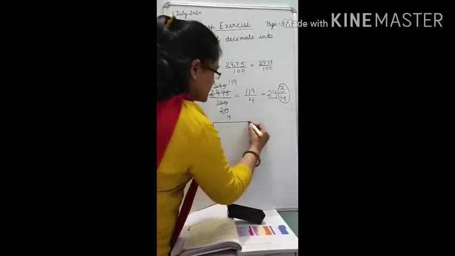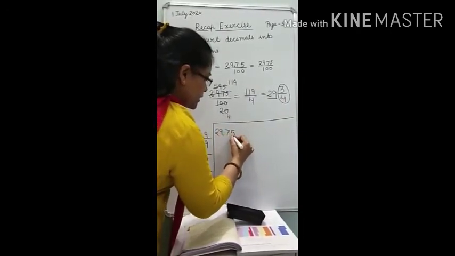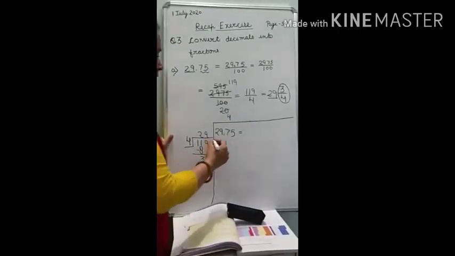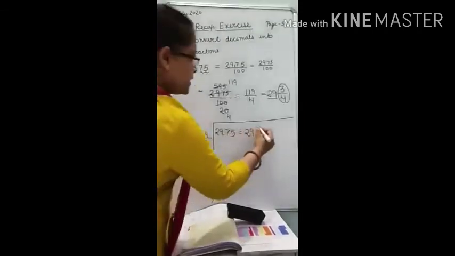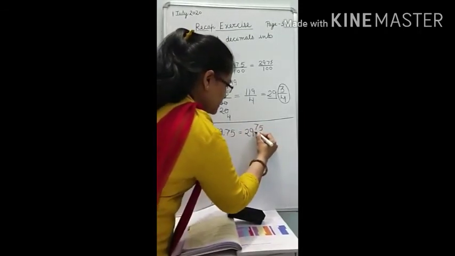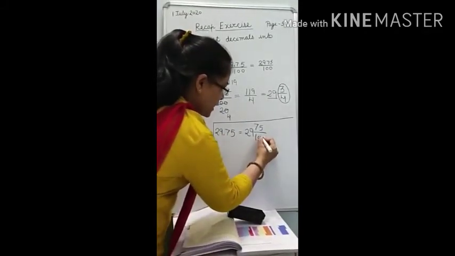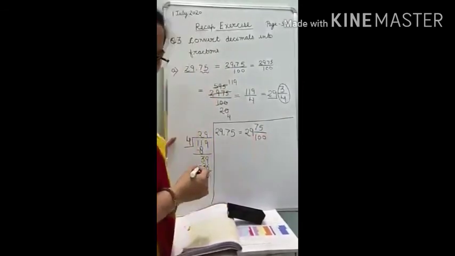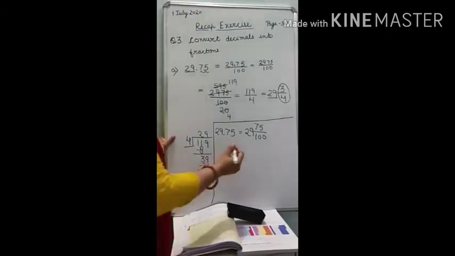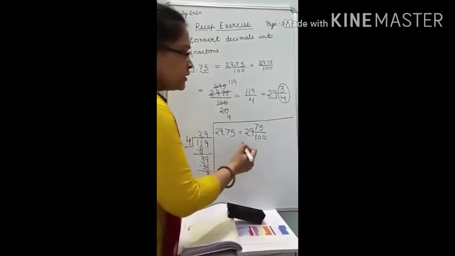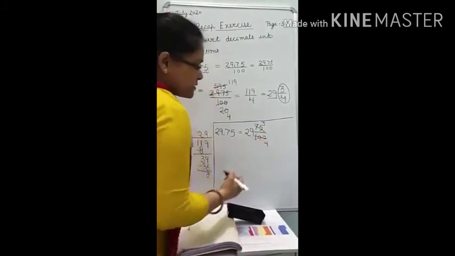See, your number is 29.75. Convert only the fractional part and write this as the whole part. So 29. Now 75. Now because there are 2 digits after the decimal point, you will write 100. Means 2 zeros after 1. Now as it is not in the lowest form, try to reduce it. Both the numbers can be divisible by 25. 25 3s are 75 and 25 4s are 100.